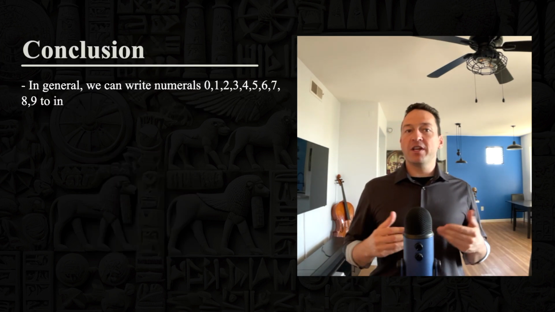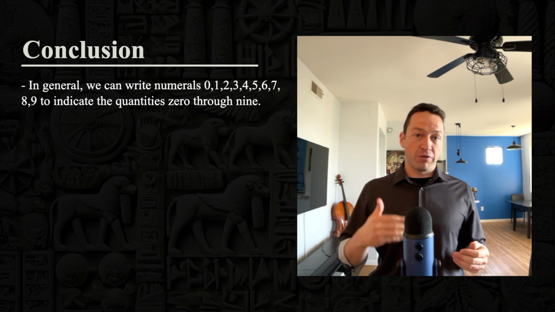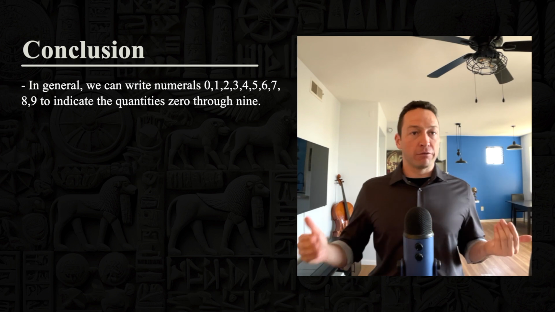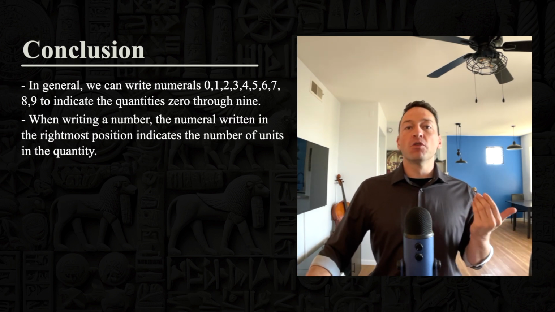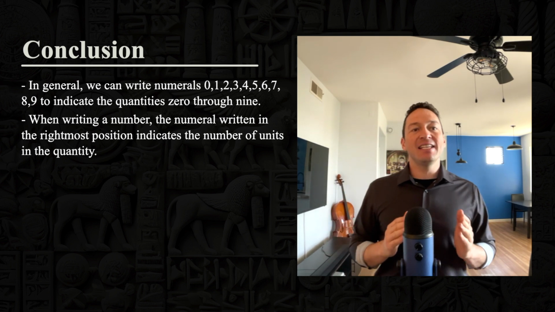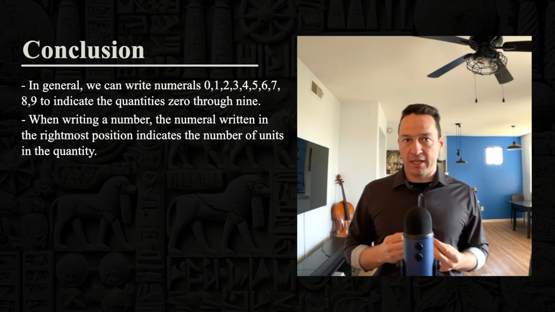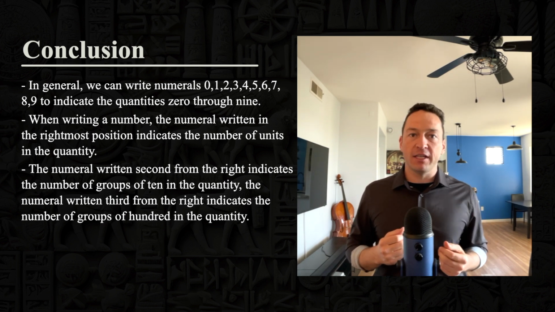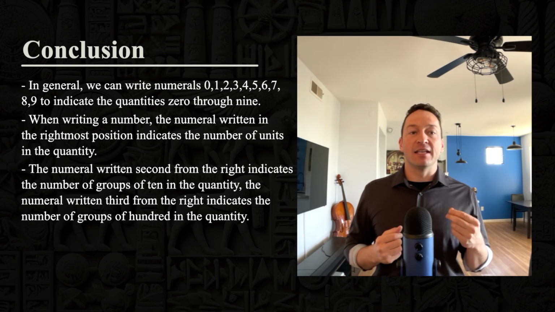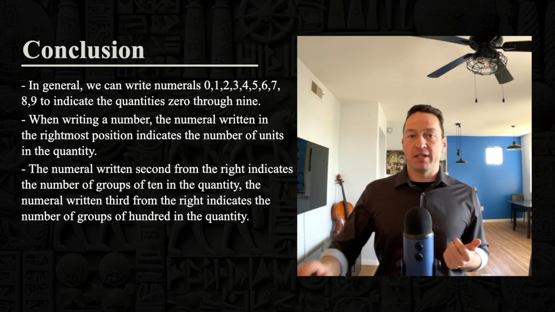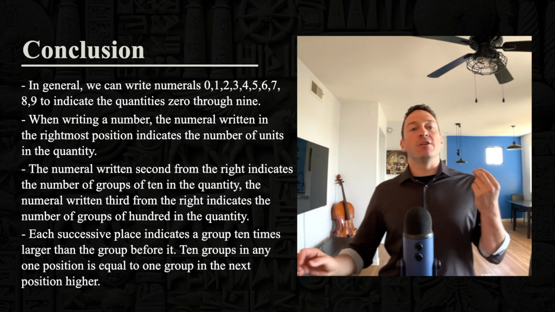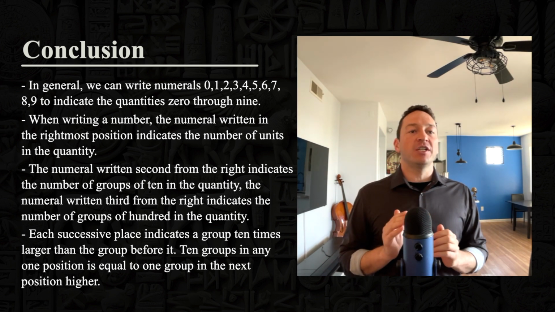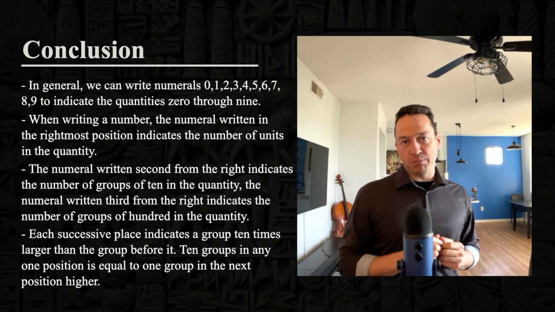Conclusion. In general, we can write the numerals 0, 1, 2, 3, 4, 5, 6, 7, 8, 9 to indicate the quantities 0 through 9. When writing a number, the numeral written in the rightmost position indicates the number of units in that quantity. The numeral written in the second position from the right indicates the number of groups of 10 in that quantity. The numerals written third from the right indicate the number of groups of 100 in the quantity. Each successive place indicates a group 10 times larger than the group before it. 10 groups in any one position is equal to the group in the next position higher.